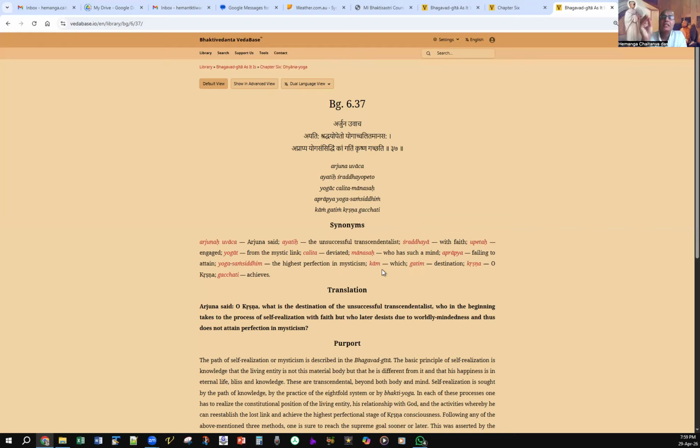So Arjun is asking this question. Okay, I accept, Krishna, your proposal. If I follow the right process, the mind will be controlled. But Krishna, how long is it going to take? So that's a valid question. So let's read this.